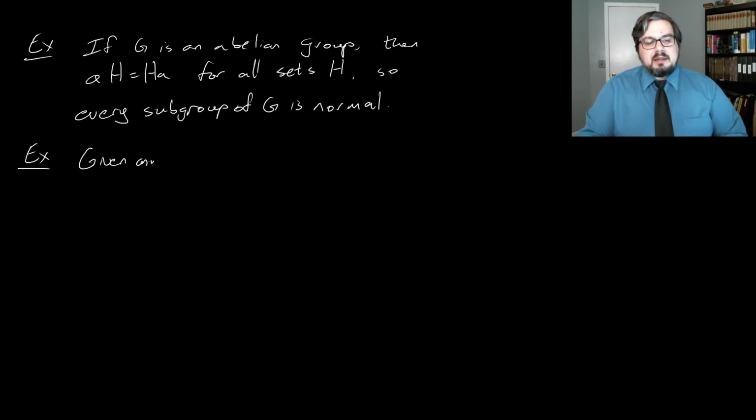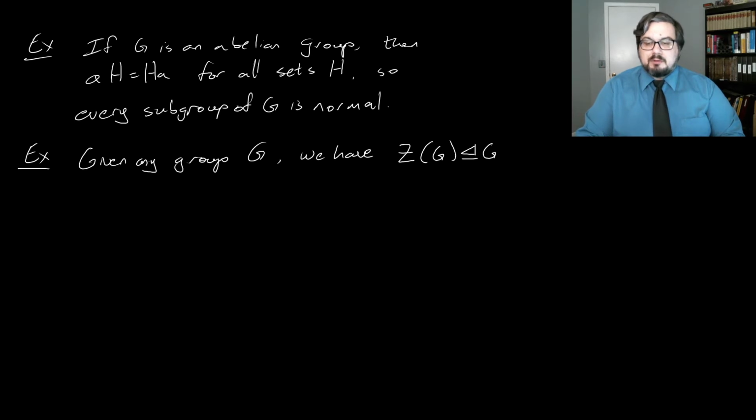Given any group G, not necessarily abelian, we have that the center of G is a normal subgroup of G. Remember that the center of G is the set of all elements of G that actually do commute with every element of G. So to show this, we could do the following.